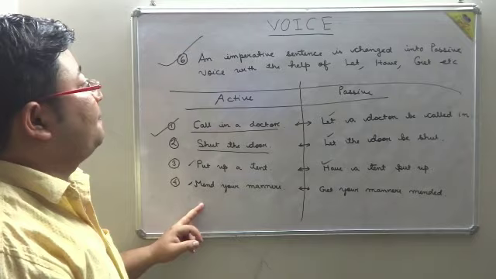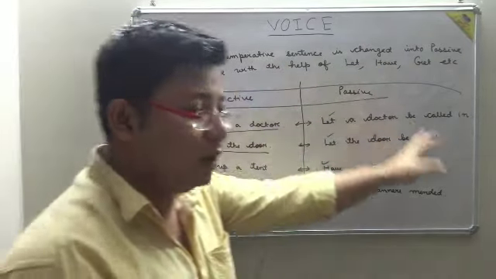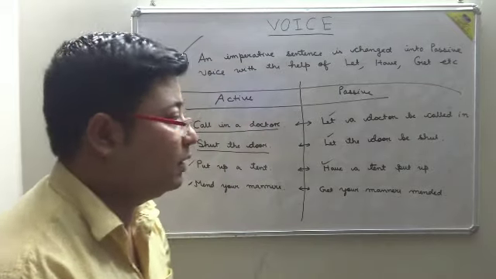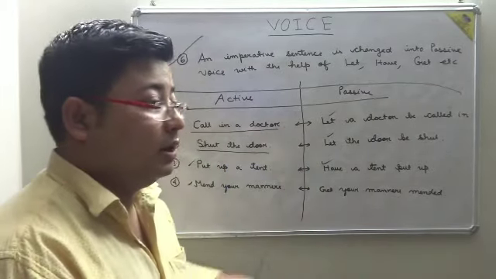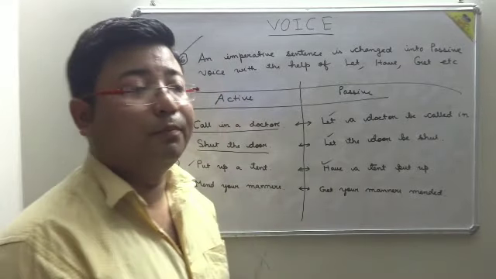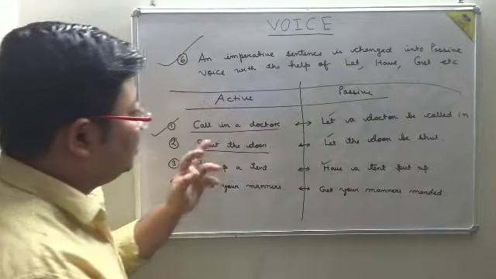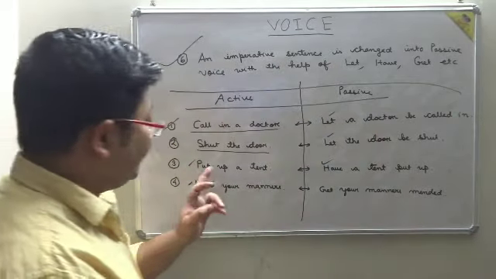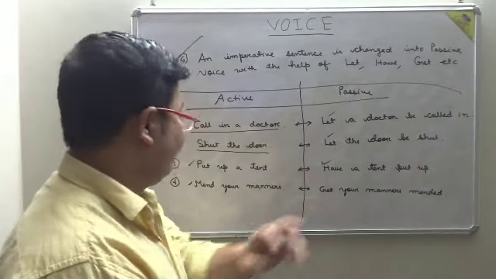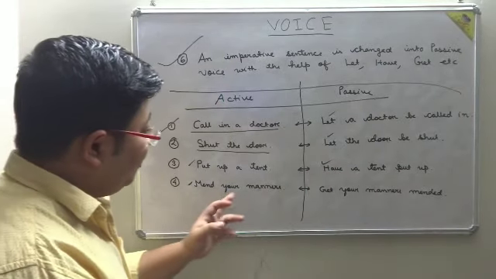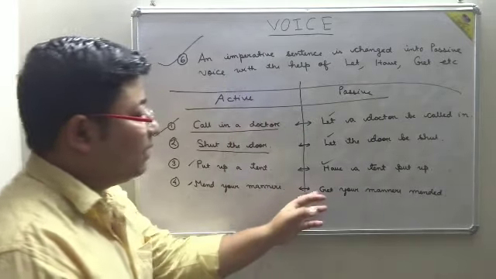An imperative sentence is changed into passive voice with the help of let, have, get, etc. In other sentences, we might use circumstances. This type of words will also come. Call in a doctor. Let a doctor be called in. Shut the door. Let the door be shut. Put up a tent. Have a tent put up. Don't use be while using have. Mend your manners. Get your manners mended. Don't use be here when you write get.